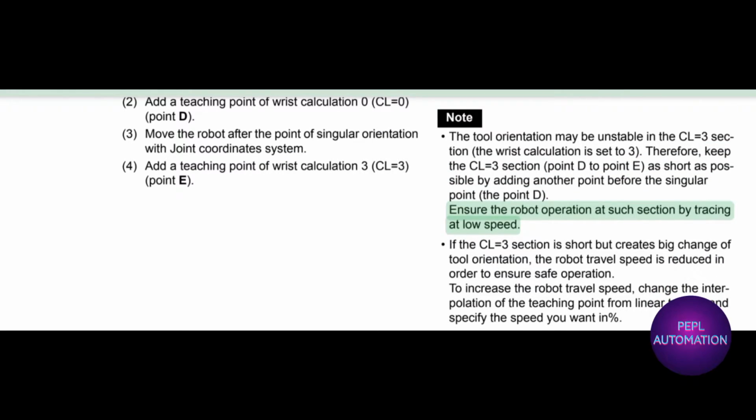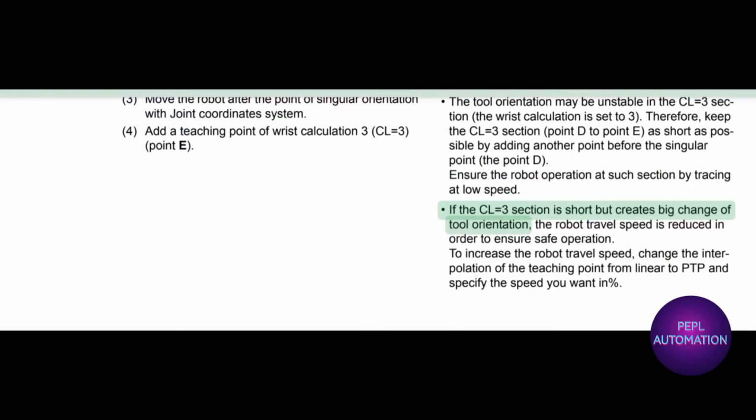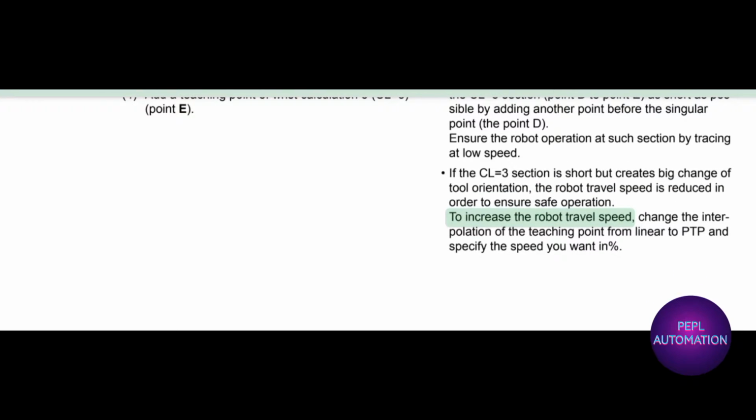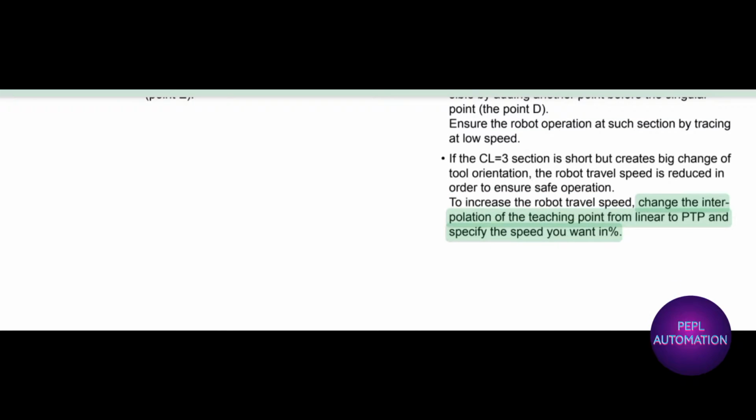Ensure the robot operation at such a section by tracing at low speed. If the CL equals 3 section is short but creates a big change of tool orientation, the robot travel speed is reduced in order to ensure safe operation. To increase the robot travel speed, change the interpolation of the teaching point from linear to PTP and specify the speed you want in percent.